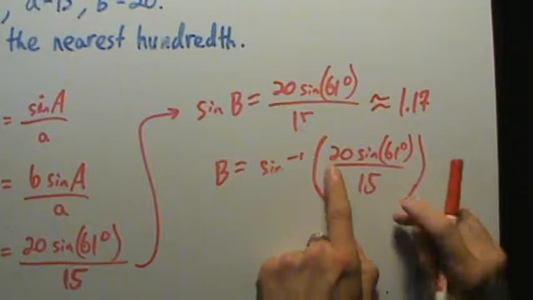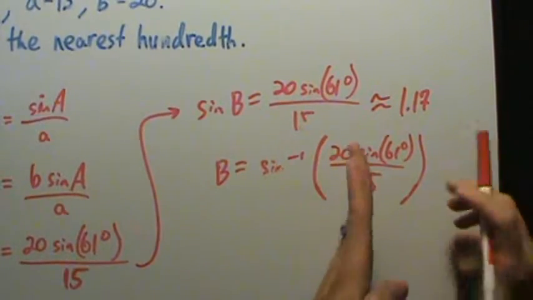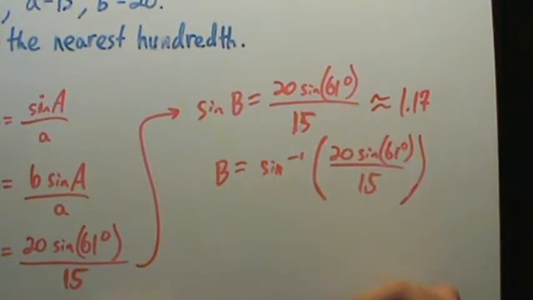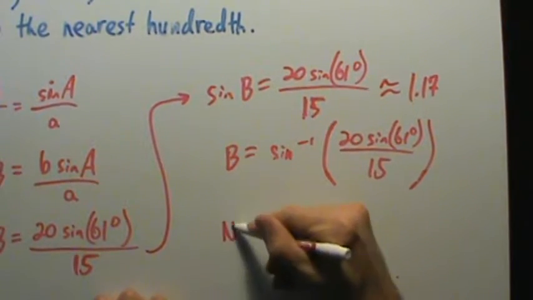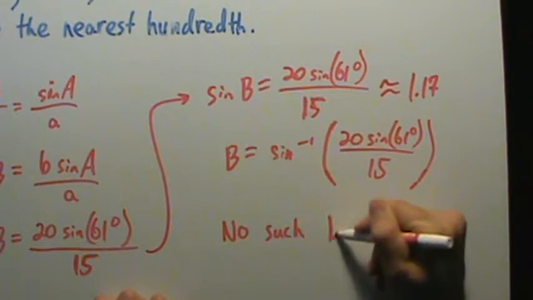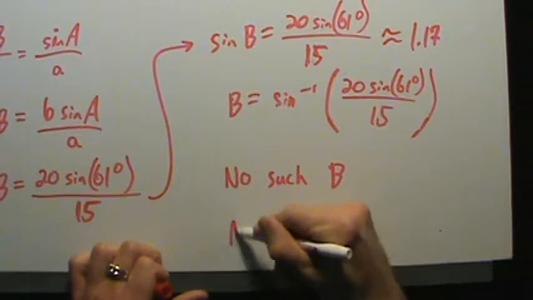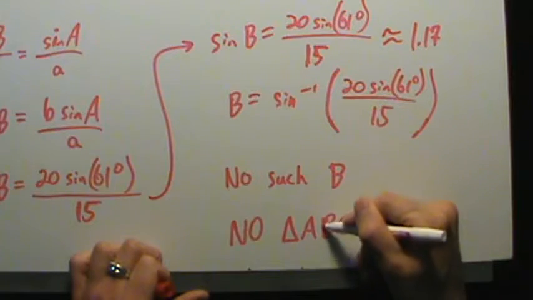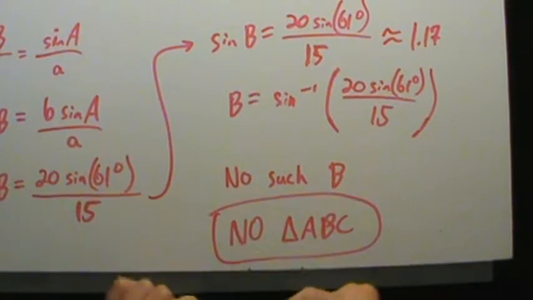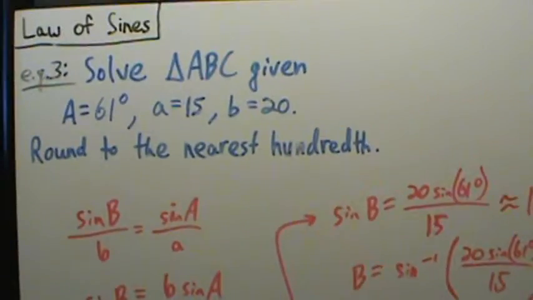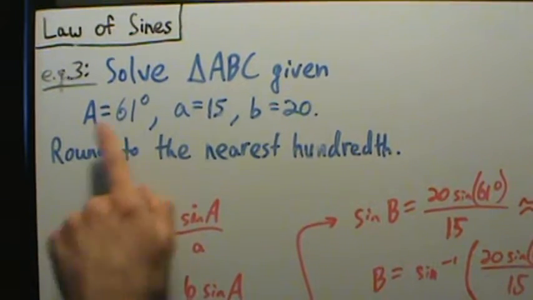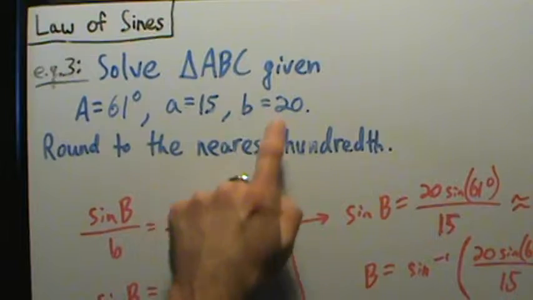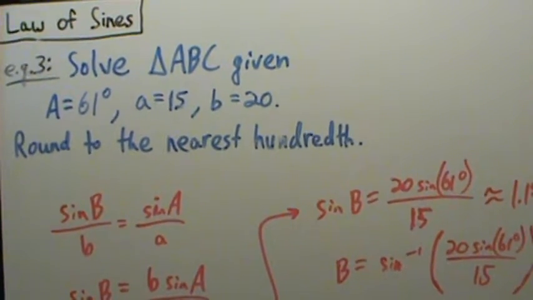Since this expression is approximately 1.17, we cannot take the inverse sine of it, because you can't take the inverse sine of things larger than 1. So there is no such B, which means no triangle. No triangle ABC. So there's really no solution here, and there is no such triangle that has these given measurements. Angle A is 61 degrees, side A is 15, side B is 20. There is no such triangle that has those measurements.